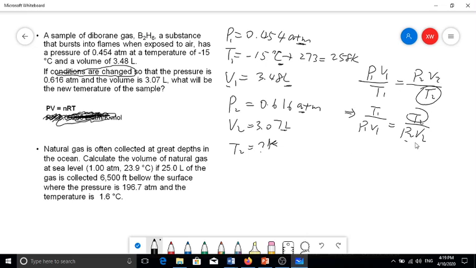You want to move P2 V2 over by multiplying on the other side, and then flip right to left, so T2 is on the left by itself. On the other side of the equal sign, you're going to have T1 along with P2 V2, which was just moved over here, and divide by P1 V1, which was there anyway. So you can see there are 5 numbers you're going to plug in here, so make sure you plug them in carefully. T1 again has to be in Kelvin.